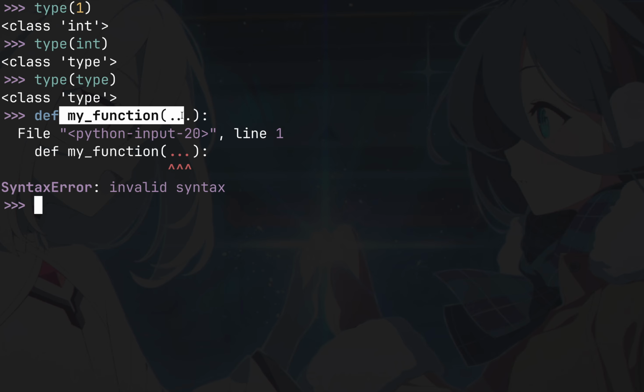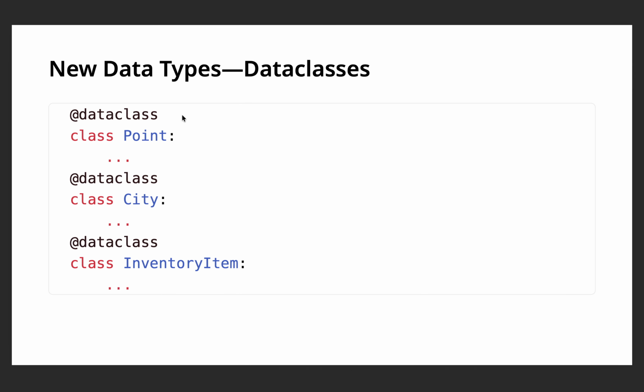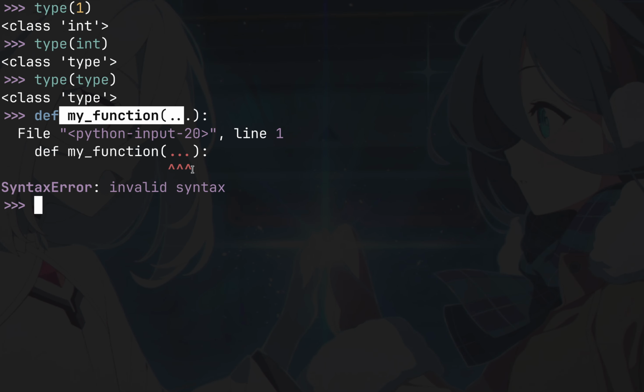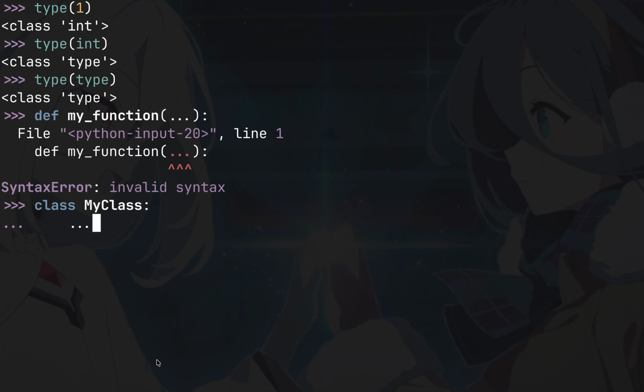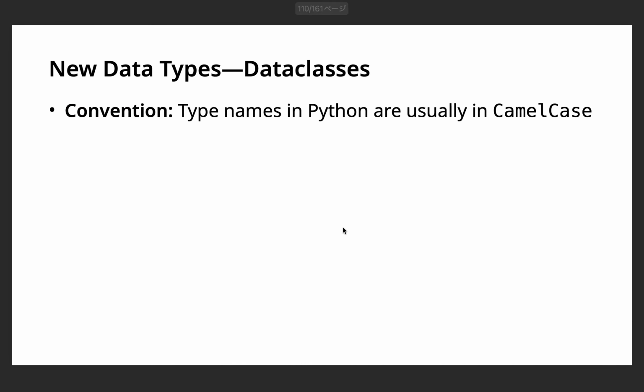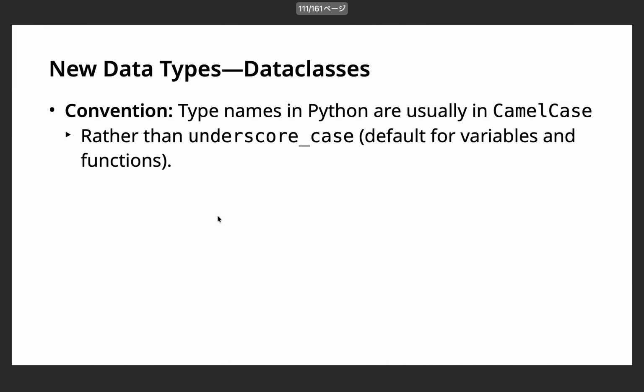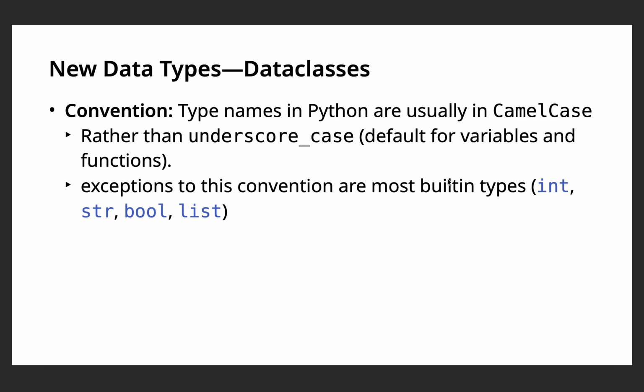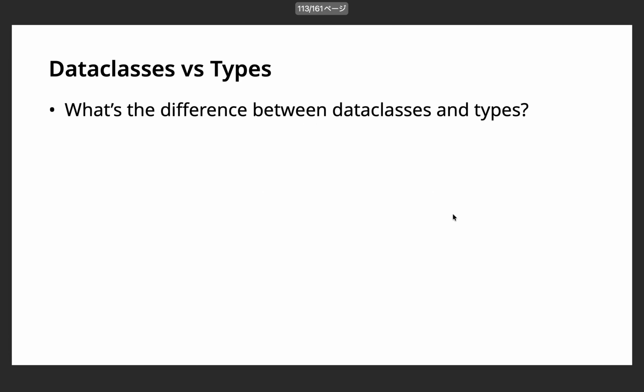So for functions and variables, you usually use snake case. For data classes like this, you usually use camel case. So class, my class, then the stuff over here. Okay? So use camel case for classes like this. Okay, so the built-in types are the exception to this. Usually the built-in types are just, well, lowercase. Okay, so we know that data classes are also types.